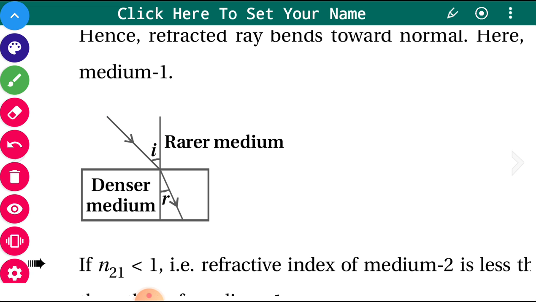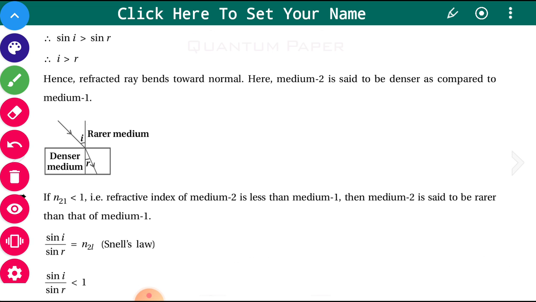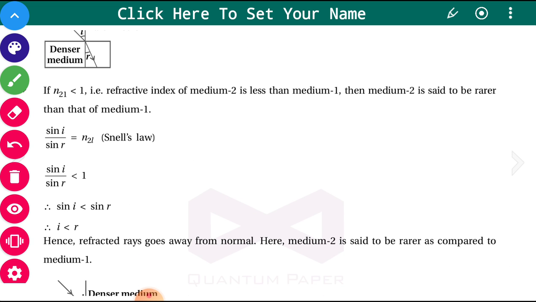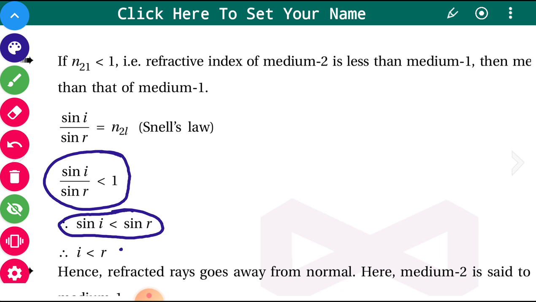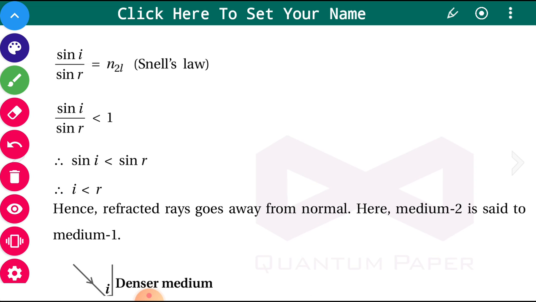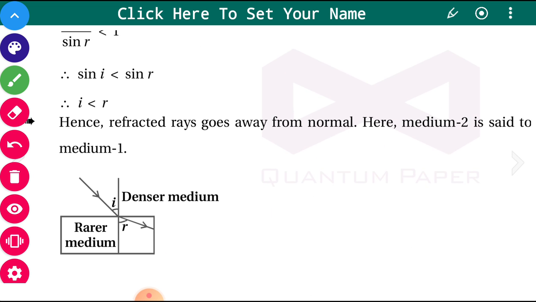Now the opposite, you can understand: if n21 is less than 1, then what will happen? Sin i upon sin r will be less than 1, therefore sin i is less than sin r, therefore i is less than r. That is, the angle of incidence is smaller than the angle of refraction.